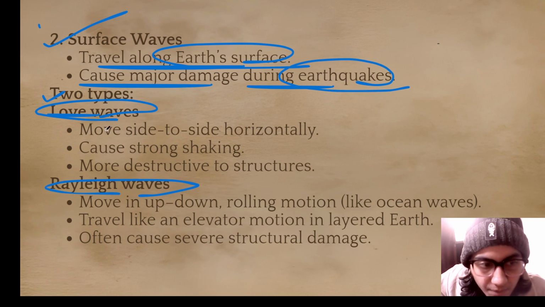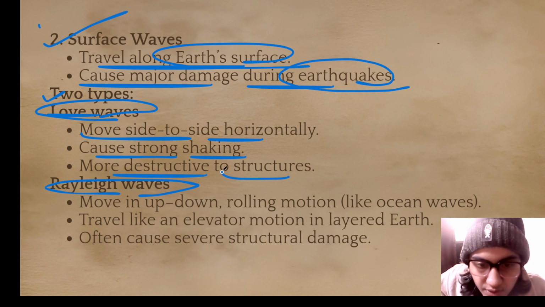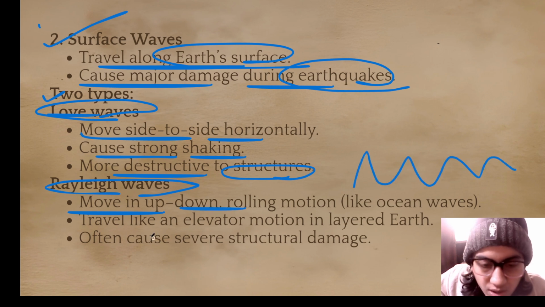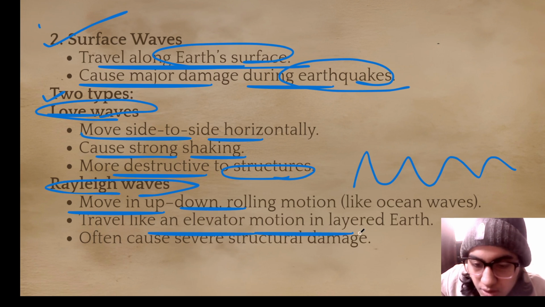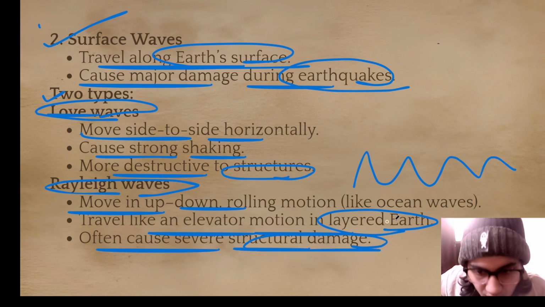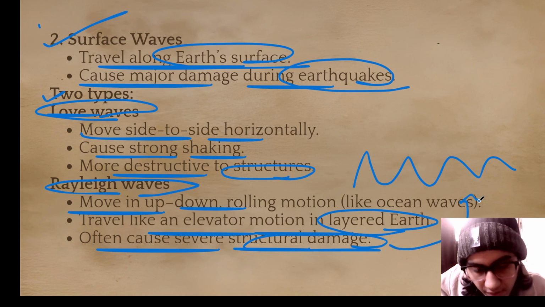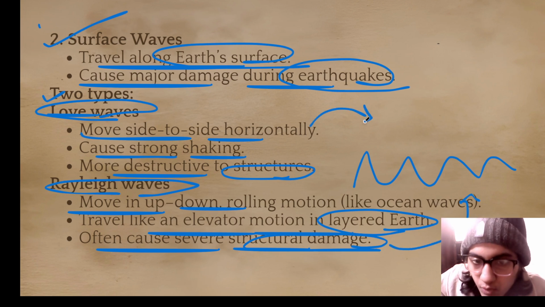Love waves move side to side horizontally, cause strong shaking, and are more destructive to structures. And the Rayleigh waves move up and down, like an elevator motion in the layered earth, and often cause severe structural damage. So this is how the Rayleigh waves travel.